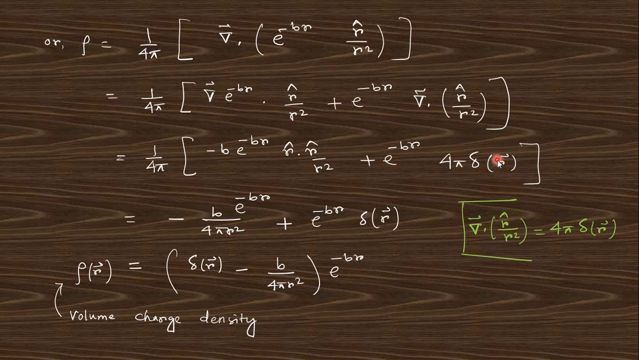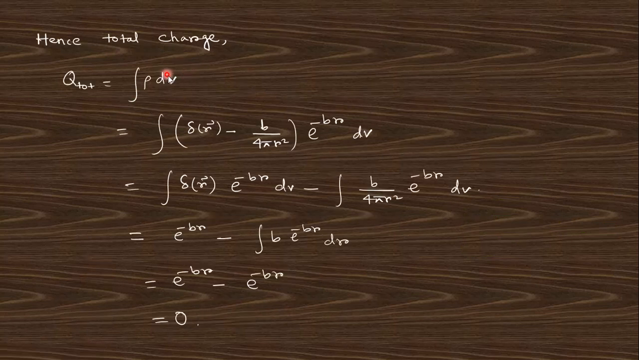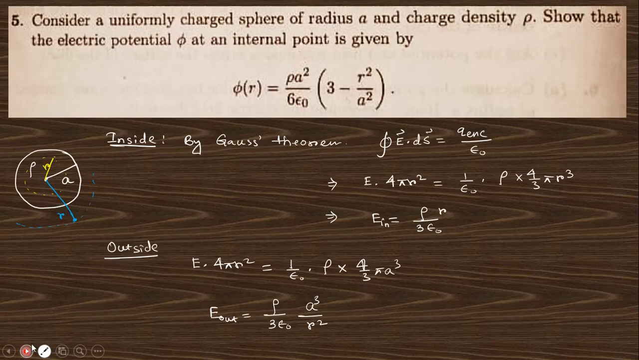In the last lecture we discussed the delta function very clearly. So we put this value in, and finally we get the volume charge density like that. The total charge is nothing but the integration of rho dV. If you put in this value of rho and use the property of the Dirac delta function and the integration, you get that the total charge is 0. Go to the next one.